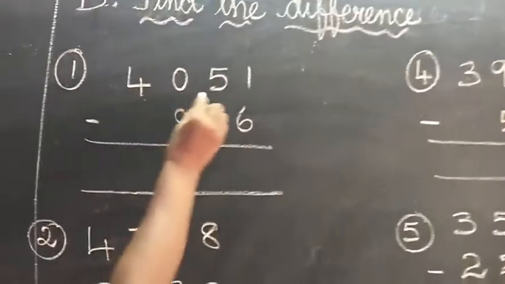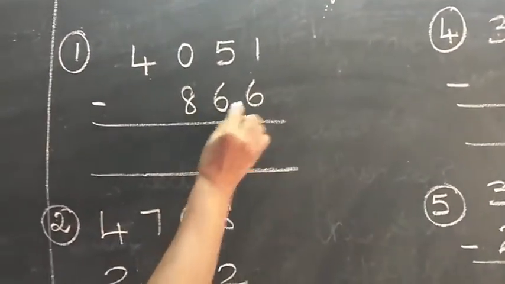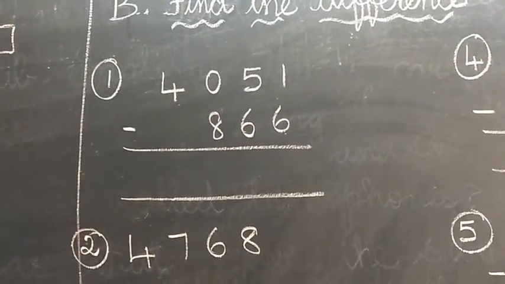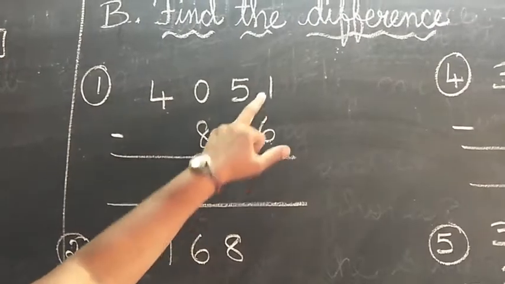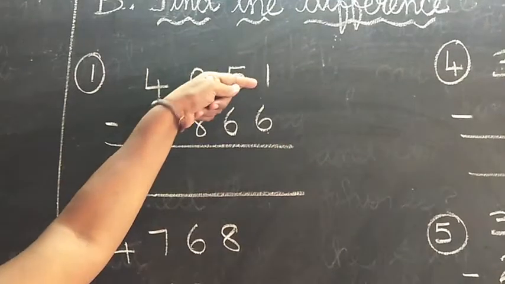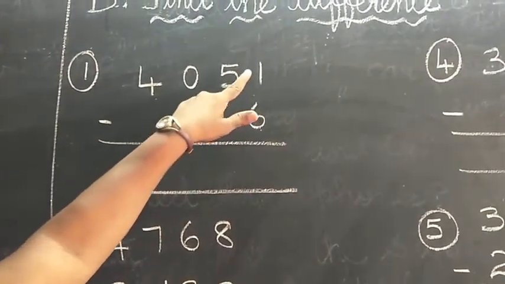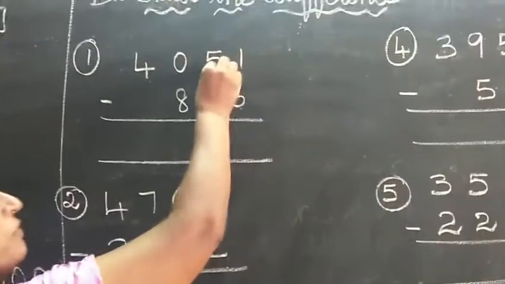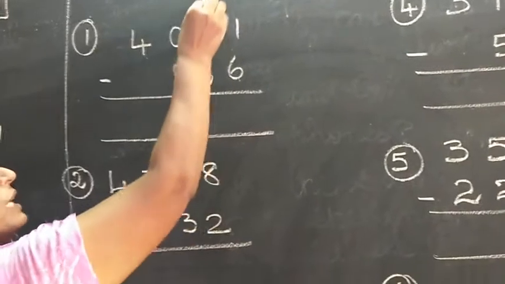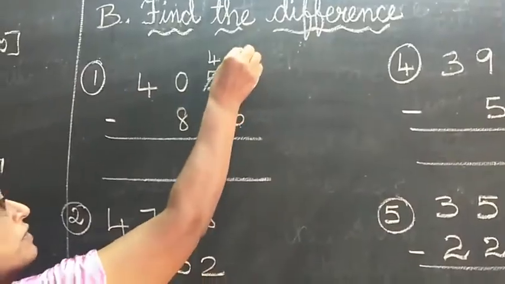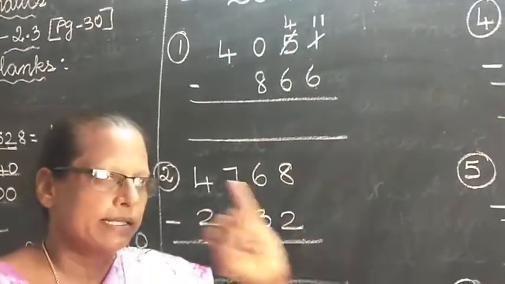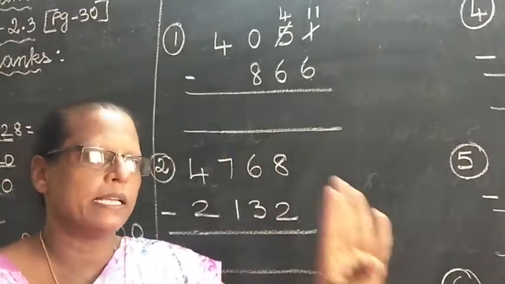Okay. 4051 minus 866. So what you have to do, children? Can you subtract, children? Can you count? Because it is a smaller number and it's a bigger number. We can't subtract a bigger number from a smaller number, isn't it? So we have to borrow. If you borrow, 5 will become 4 and this 1 will become 11. Now we can count. After 6 you count up to 11, children. After 6 what will come? 7, 8, 9, 10, 11.